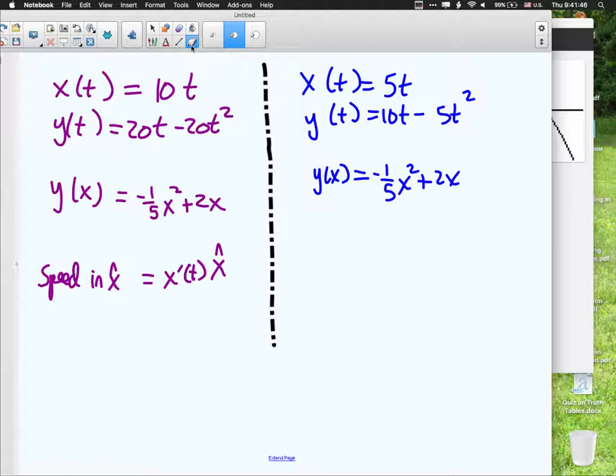Speed does not have a directionality to it. It's just a number. Okay? So that's our x prime, which in this case is 10. Okay, good. The derivative of 10t is 10. And what about the speed in the y direction? 20 minus 40t.